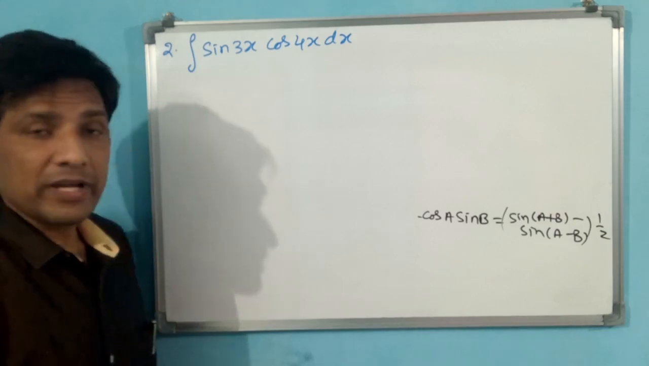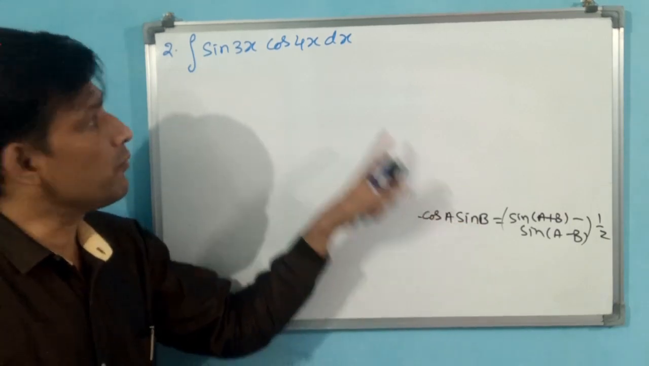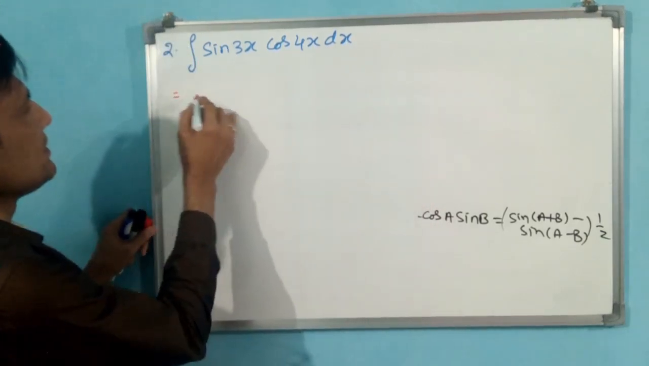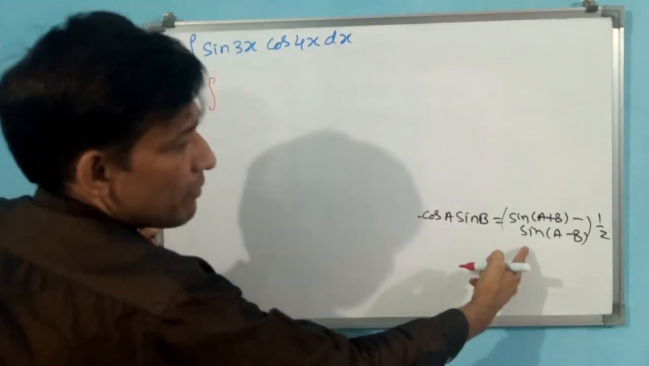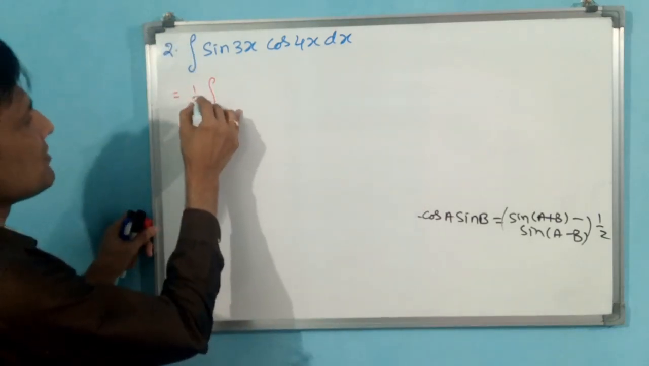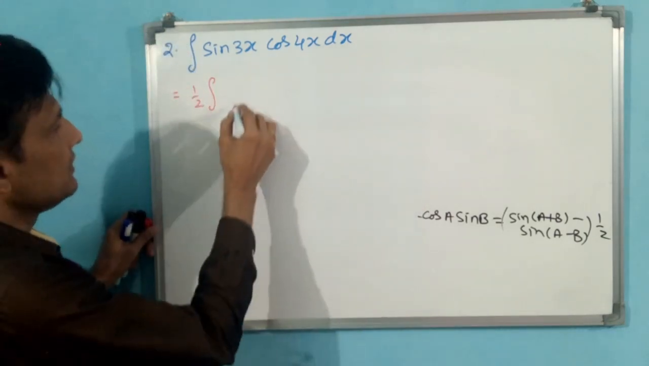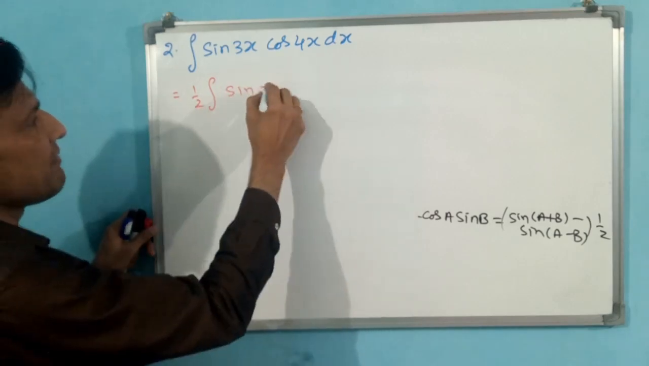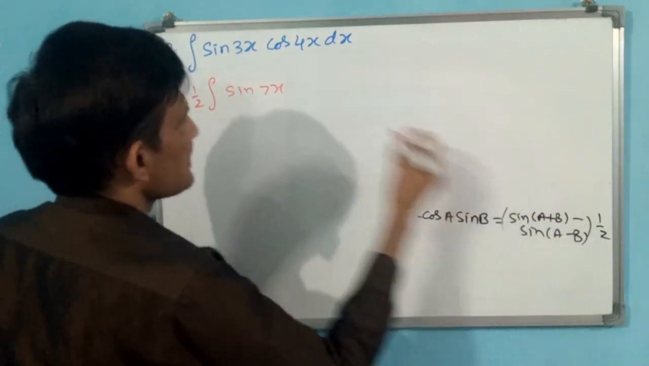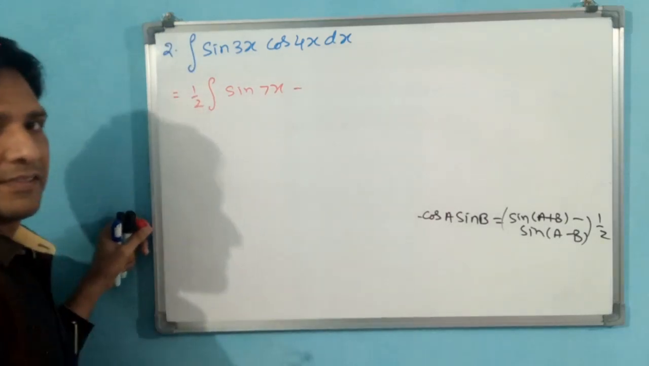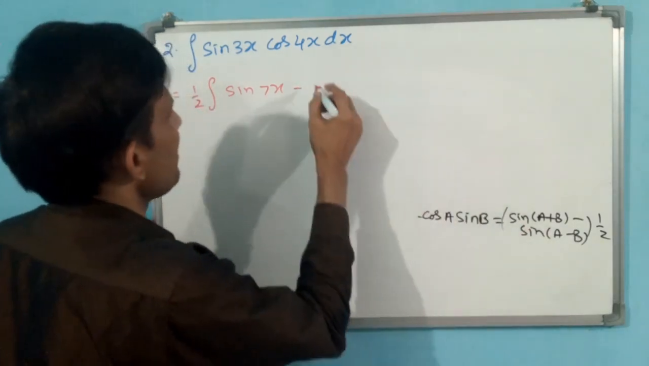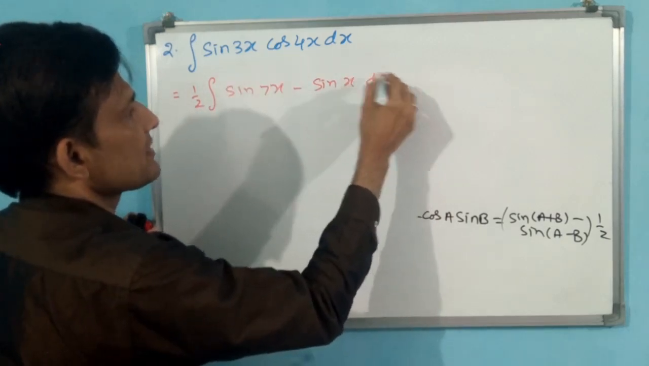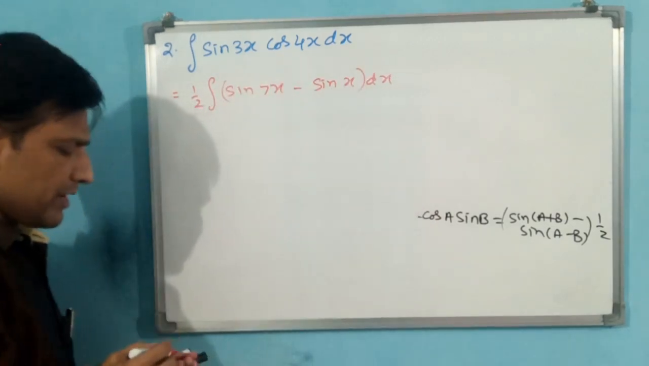See how we have taken a as 4x here, the bigger one. Okay, write down: that is equal to integral 1 by 2, 1 by 2 I have taken out. Okay, then sin a plus b, 4 plus 3, 7x, minus sin a minus b, 4 minus 3, x dx. Is it okay?